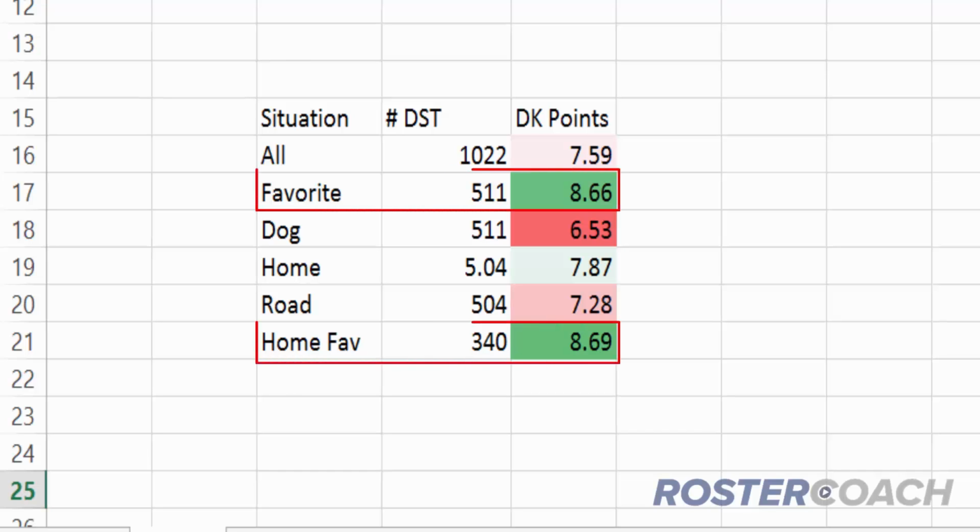And in fact, even if we look at home favorites, we can see that the fantasy scoring on average is minuscule over what a normal favorite is going to score, whether they're on the road or at home. So again, in general, all this is really just reinforcing that we want favorites and we want big favorites when we're targeting our DSTs.